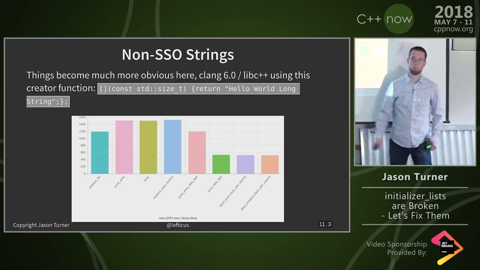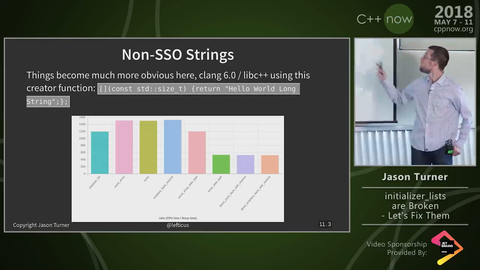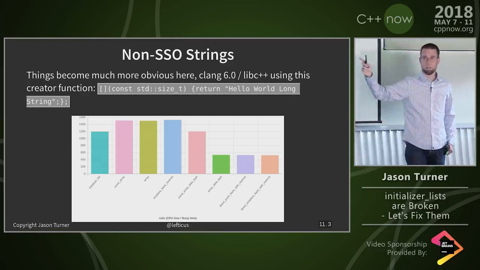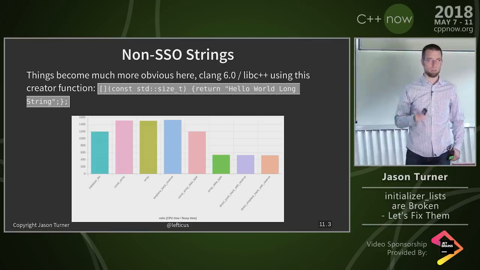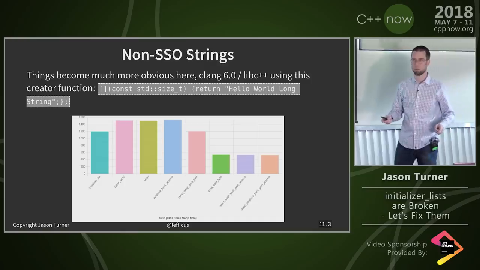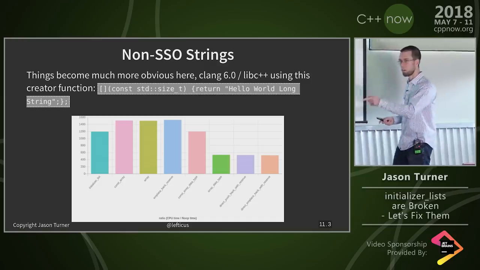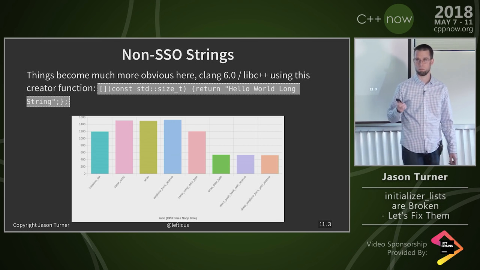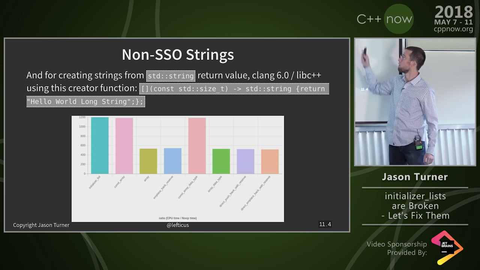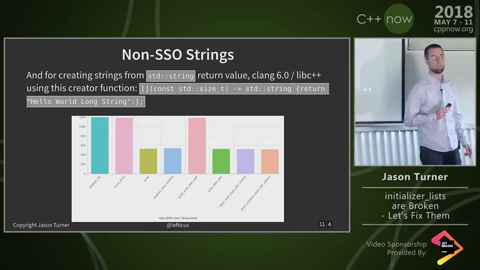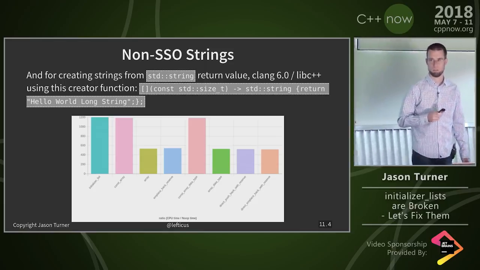This in place back with reserve, in this case, I am returning a const char star, right? The in place back with reserve is the one that has the variadic parameter pack for the constructor. So the constructor is seeing a const char star that is doing this in place back with reserve. In this case, where I'm returning a standard string, the constructor is seeing a std string that is doing an in place back with reserve.